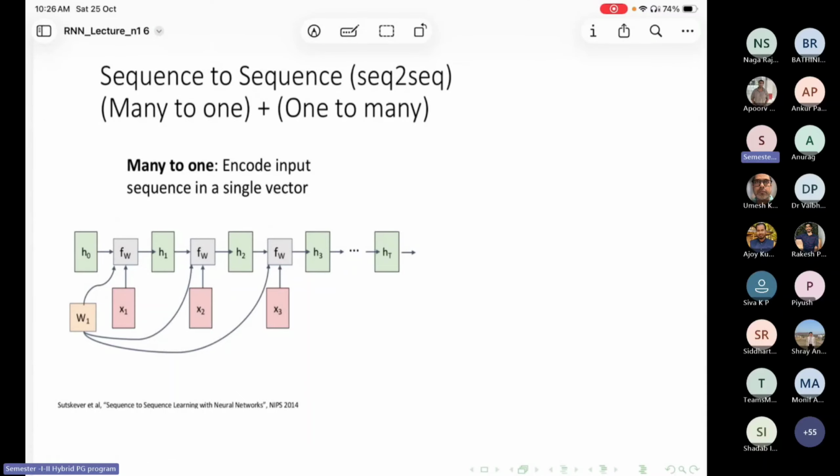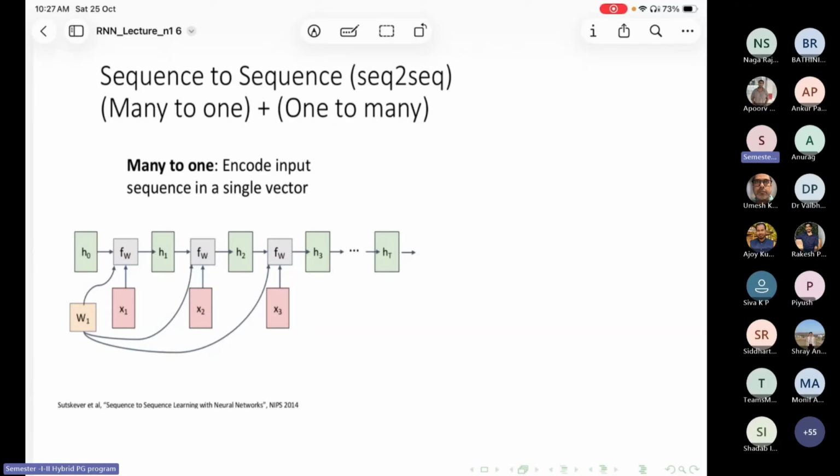Now, when we were talking about the translation task, it looks like a many to many problem because you have many words and you have to predict many words as output. But in reality, this is a combination of many to one and one to many problems, because you cannot find output at every state. If you go with that, you might be in trouble.